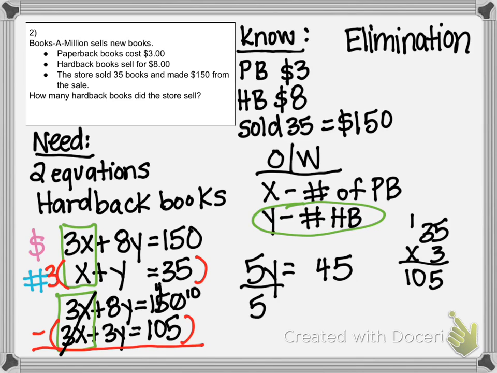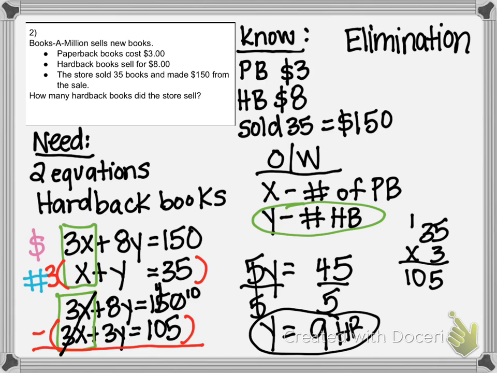So divide by 5. And y is going to equal 9. So they sold 9 hardback books. Again, we asked to solve for y. That's what we got. If this were an open-ended question, you would have just put in the number 9, and that's it. No y equals, no variables, no anything.